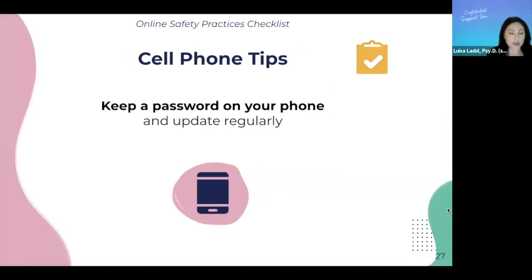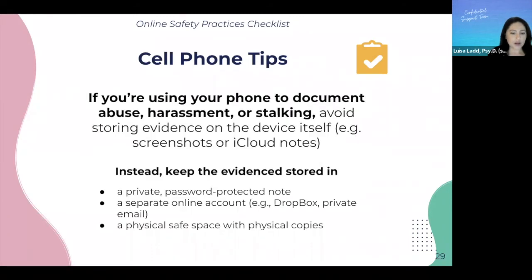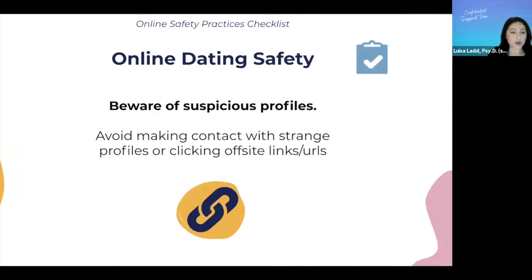Next, we're going to talk about tips for keeping you and your cell phone safe. Keep a password on your phone and update it regularly. If you're concerned that someone is monitoring your cell phone activity, you might want to consider buying a burner phone or a pay-as-you-go phone. And if you're using your phone to document abuse, harassment, or stalking, avoid storing evidence on the device itself, for example, screenshots or iCloud notes. Instead, keep the evidence stored in a private place.